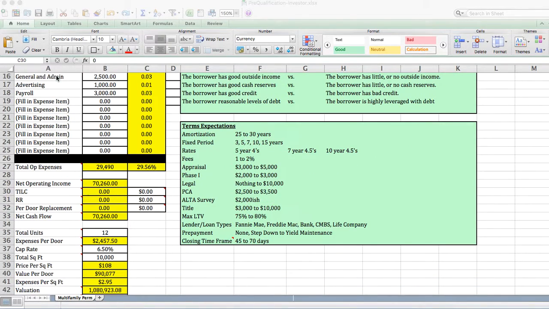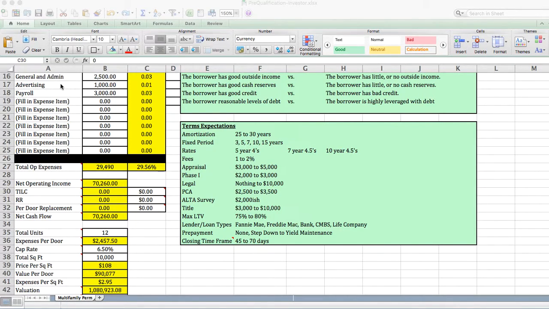General and administration, this is legal, accounting, anything that's just administrative in nature, phones, things of that magnitude. You'll want to make sure that that is implemented. Advertising, how do you market the property? Is it yellow pages? Is it online?